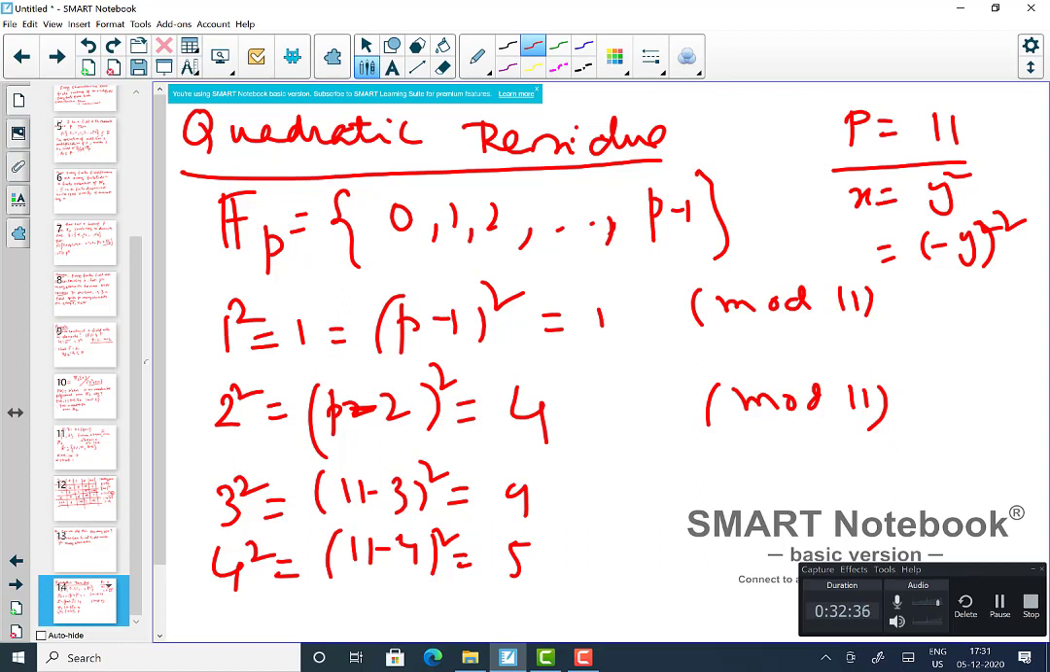Is that okay? Fine. Now 5 square. So what is 5 square? 5 square is also equal to (11 minus 5) whole square, which is 6 square, right? Now 5 square is 25, so this is 3. And similarly, 6 square is 3, because 6 square is 36, which is 33 plus 3. So this is 3, right? So whatever, 1, 2, 3, 4, 5, 6, 7, 8, 9, 10. And 0, obviously 0 square equals 0.